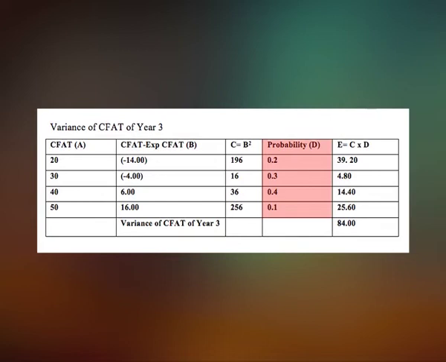The first figure is 0.2, then 0.3, then 0.4 and then 0.1. The fifth column is E column, which is equal to C multiplied by D. The first figure is 39.20, 4.80, 14.40, 25.60, and then the total variance of cash flow after tax of year 3 is 84.